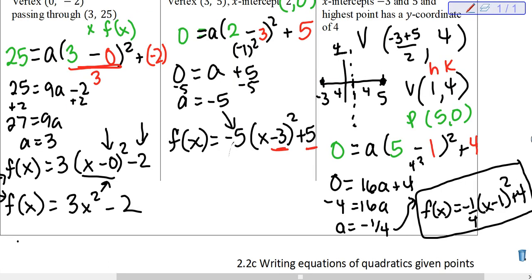Okay, so there you go. You should have gotten f of x equals -1/4 times (x minus 1) squared plus 4.